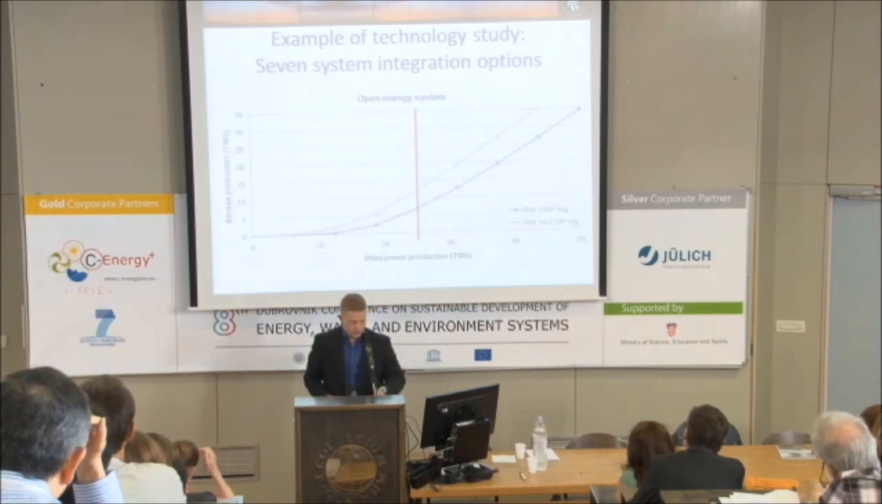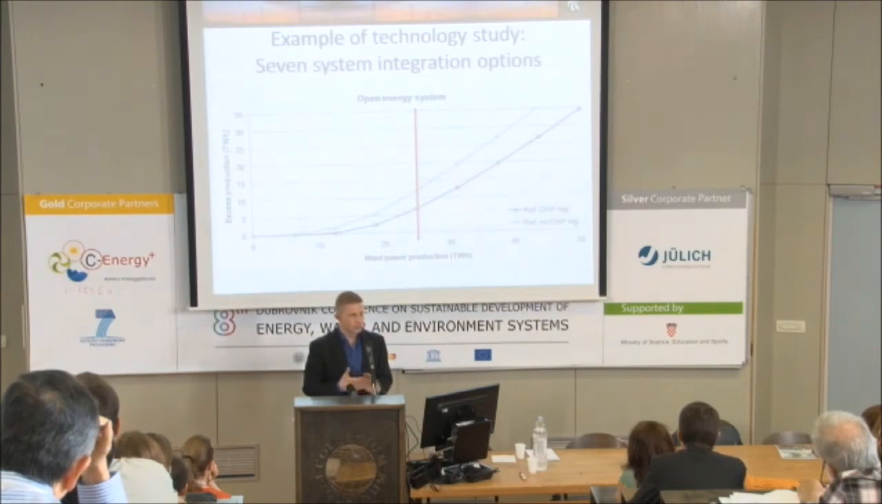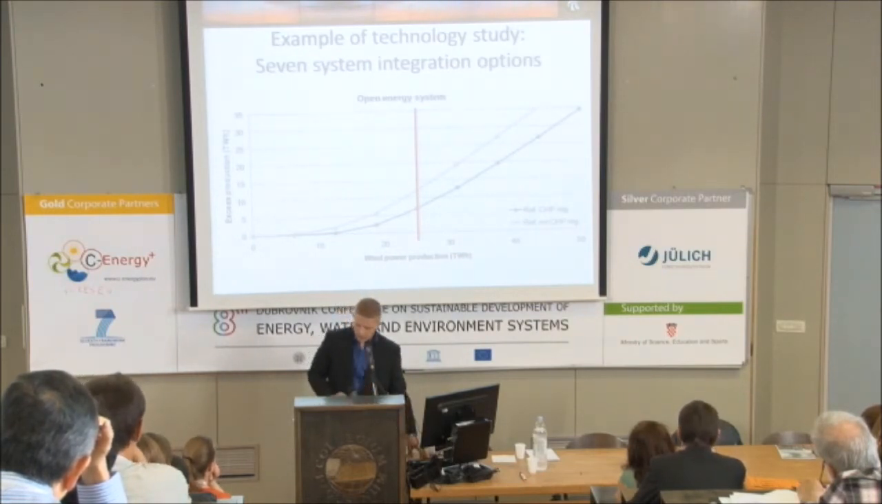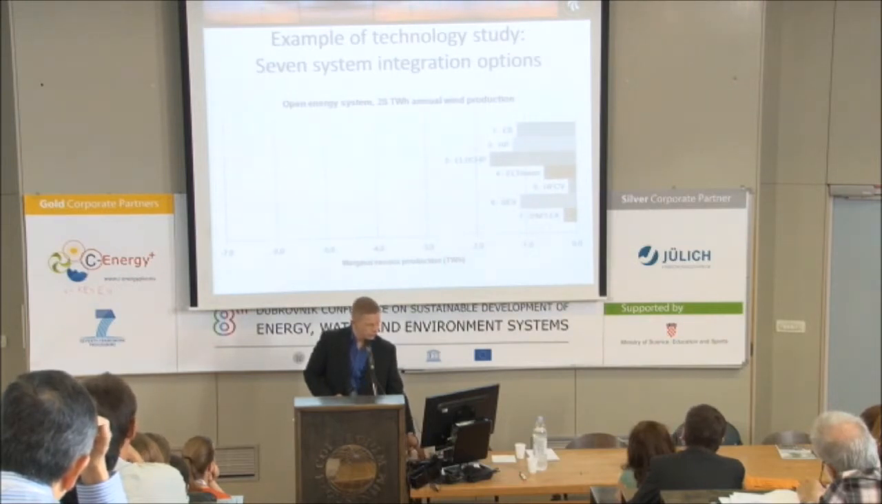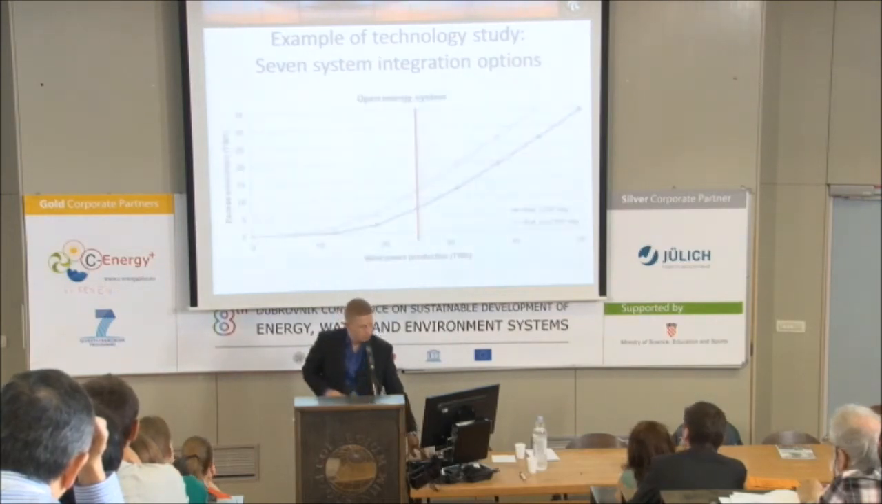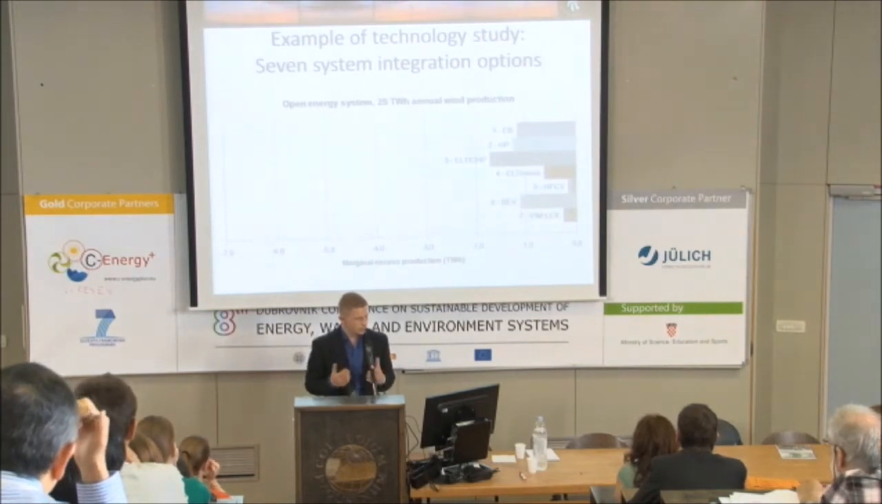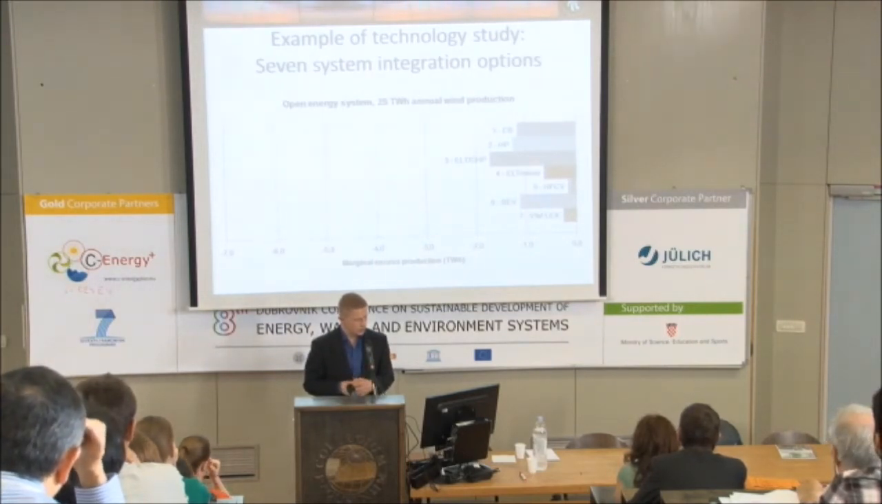Now we just look at one situation here. Let's look at 50% wind power, and then let's have a look at a number of different technologies that we could imagine. So here we have the same graph as before, but we just look at one situation, namely with 25% of the annual electricity production covered by wind.